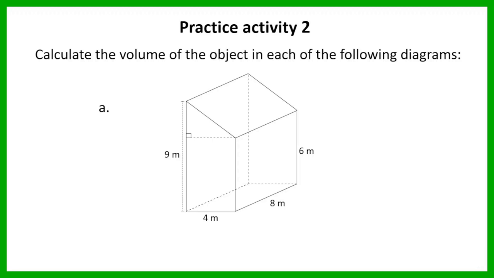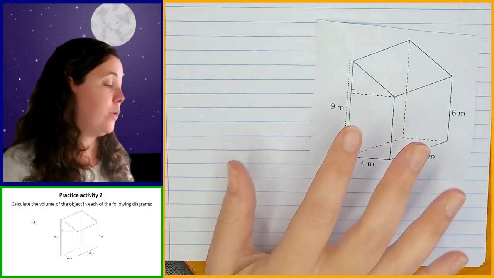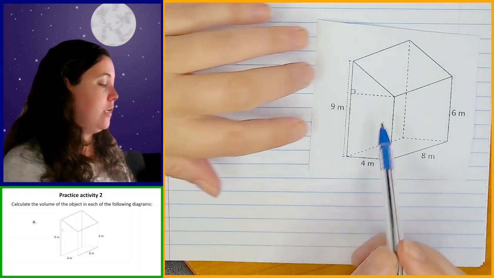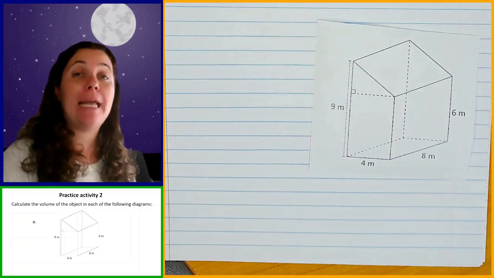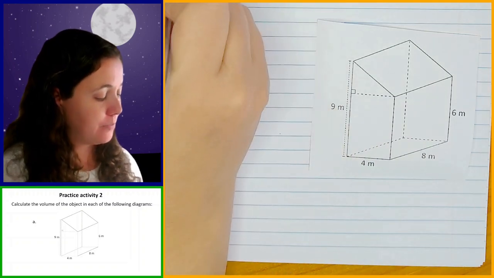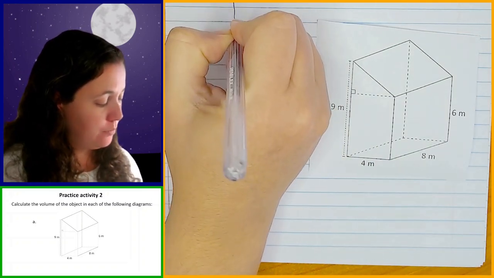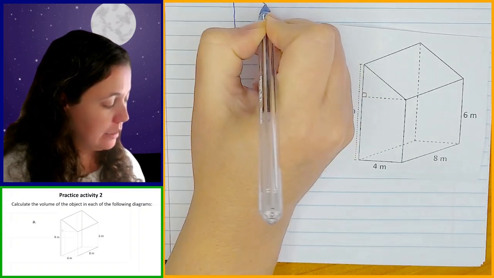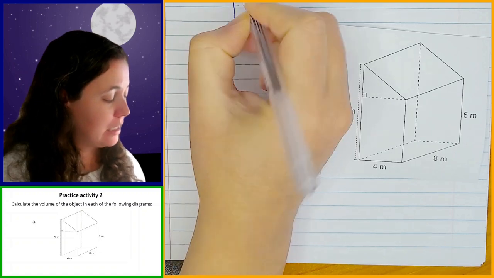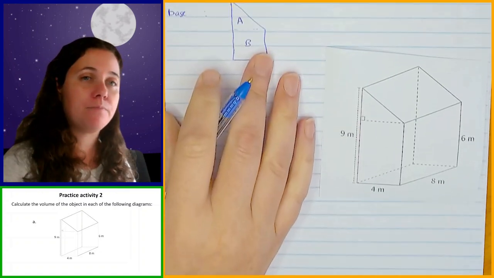Okay, so let's go through that example. So just like in the last one, there are two ways of doing this. You can either take this base shape and work out the area of the base. So I can say the base is this shape, like that. And I'm going to take these two pieces and add them up, okay?